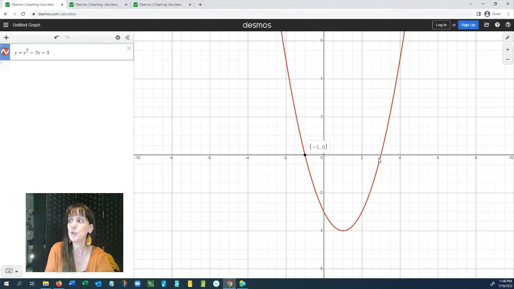Okay, so this has two real solutions, and it looks like -1 and 3. So those are our x-intercepts, aka our zeros, aka our roots. Those things all mean the same thing. Your zeros, your roots, your x-intercepts. Now, let's go back and take a look at this.